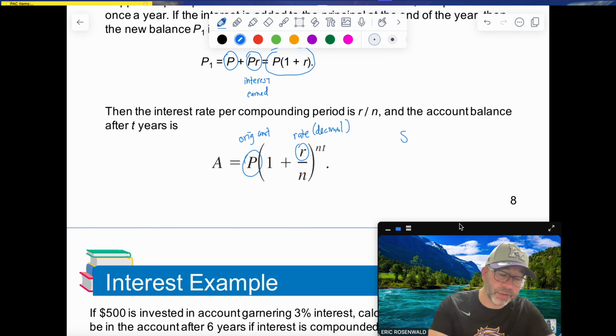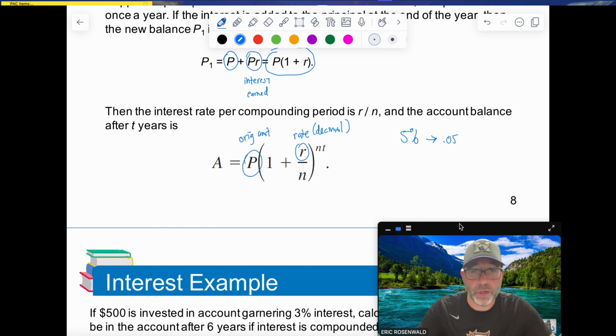So for example, if I said 5%, you don't use 5%. You use the decimal of this, which is 0.05. Okay, the most common mistake that people make with this is they put in a 5, which is technically then saying it's 500%, not 5%.